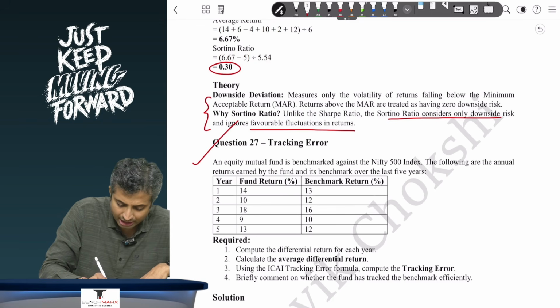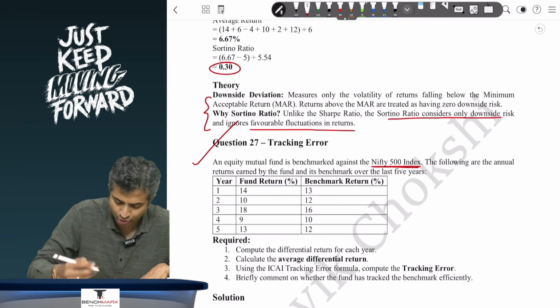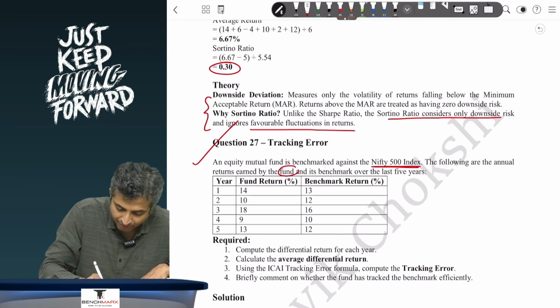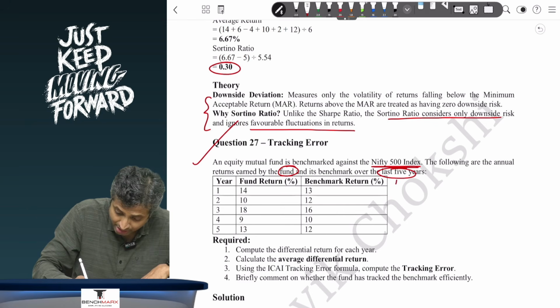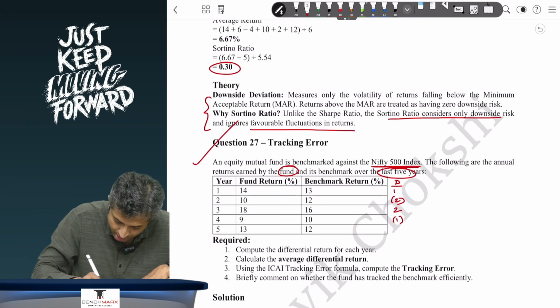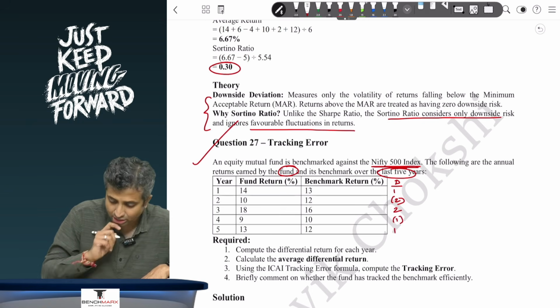So when I look at tracking error, an equity mutual fund is benchmarked against the Nifty 500 index. So ideally, the return should be the same as Nifty 500. Following are the annual returns earned by the fund and the benchmark over the last 5 years. So the fund's return and the benchmark return. And hence, if I want to find D, which is the difference, this is 14 minus 13, this is 1%. 10 minus 12, this is a negative 2%. 18 and 16, positive 2. 9 and 10, negative 1. 13 and 12, a positive 1. So these are the tracking differences.